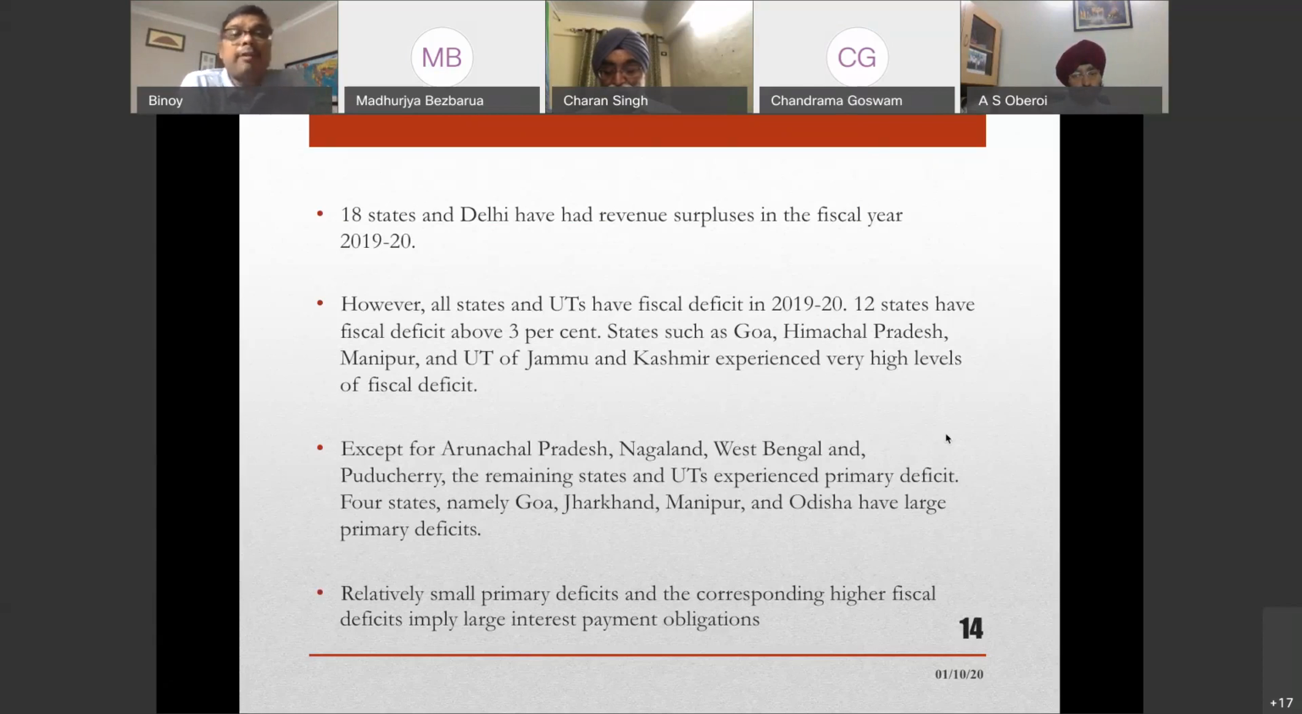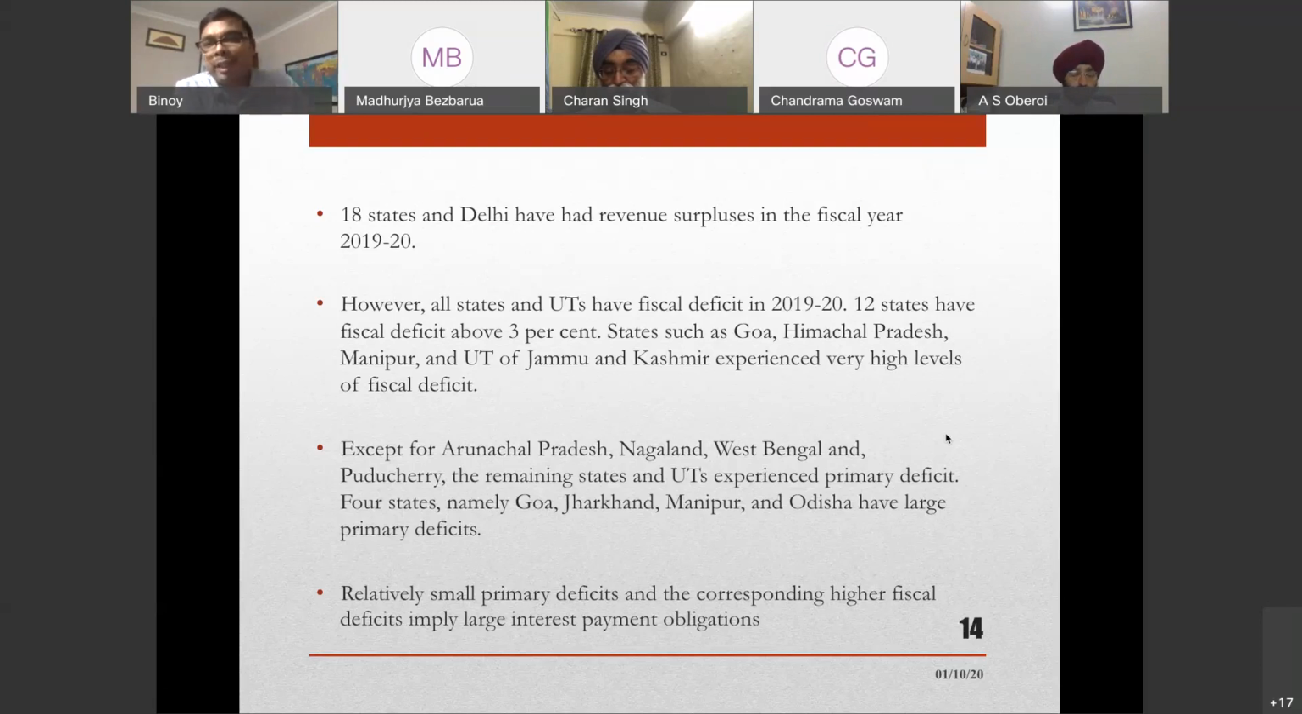States have a fiscal deficit above 3%, which is mandated by the FRBM Act. And states such as Goa, Himachal Pradesh, Manipur, and the Union Territory of Jammu and Kashmir experience very high levels of fiscal deficit. On the other hand, if you look at the primary deficit, you'll find that except for Arunachal Pradesh, Nagaland, West Bengal, and Puducherry, the remaining states and Union Territories experience primary deficit. And Goa, Jharkhand, Manipur, and Orissa had large primary deficits.